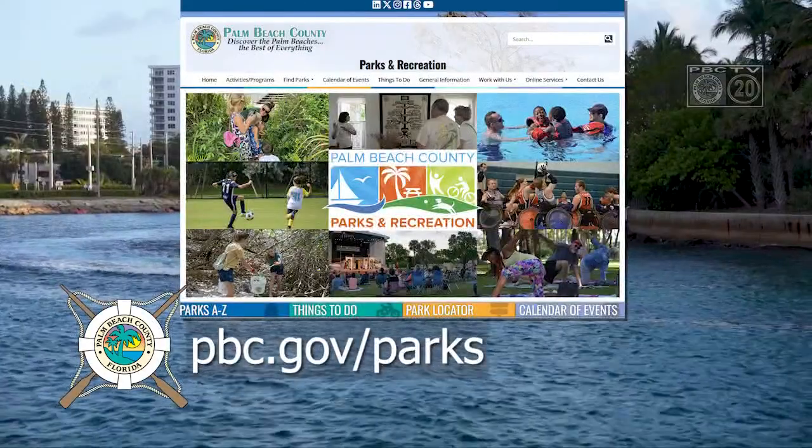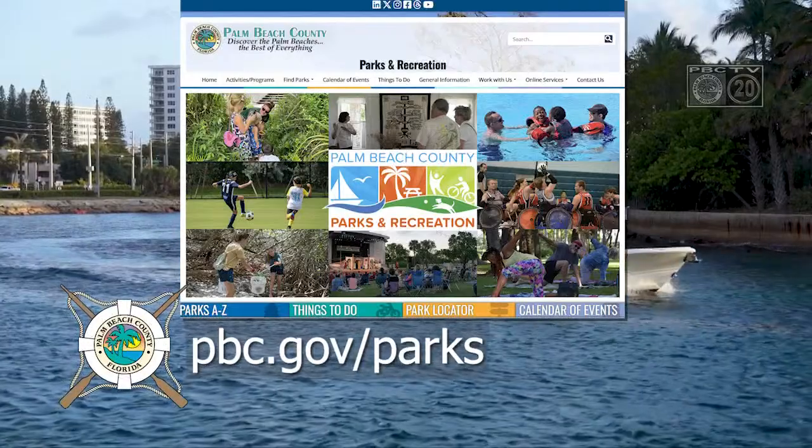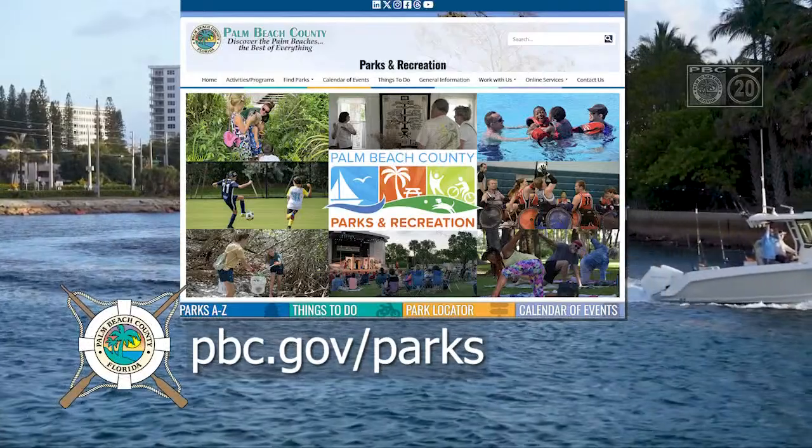For more tips, please visit pbc.gov/parks and happy boating.